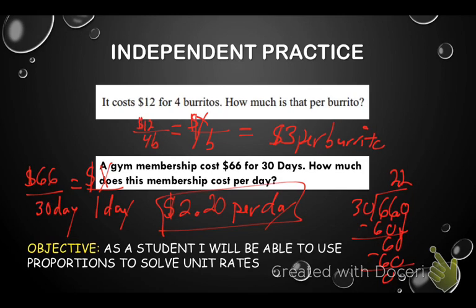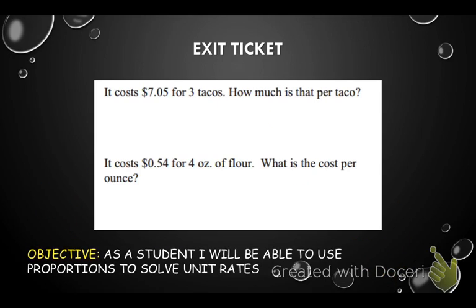You have an exit ticket, and then you'll have your worksheet. Your exit ticket says it costs $7.05 for 3 tacos. How much is that per taco? And finally, it costs 54 cents for 4 ounces of flour. What is the cost per ounce? Ladies and gentlemen, good luck. Remember that a unit rate is solving for 1, and per means 1. Have fun on worksheet number 2. We're out.